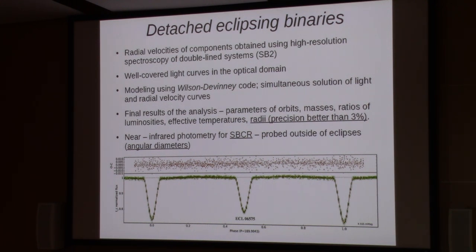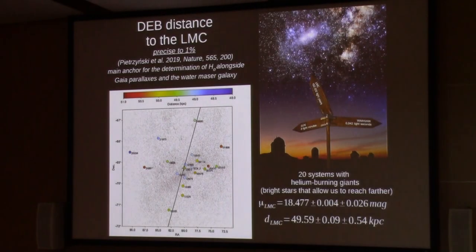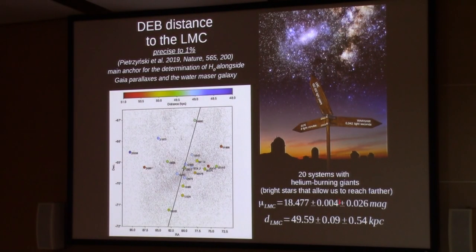We have well-covered light curves in the optical domain, and having these, we are able to model the system and obtain parameters of orbits, masses, ratios of luminosities, and, what is the most important, radii of both components. And from the near-infrared photometry that we require for this surface brightness correlation, we are able to estimate angular diameters of both components, and then by having radii and angular diameters, we obtain distance to such systems. And we measured distances to 20 such systems in the Large Magellanic Cloud.